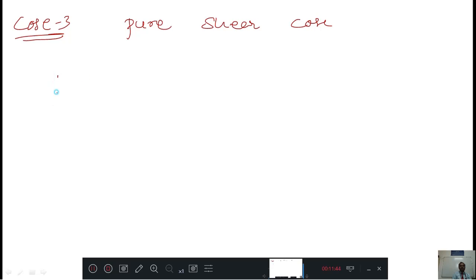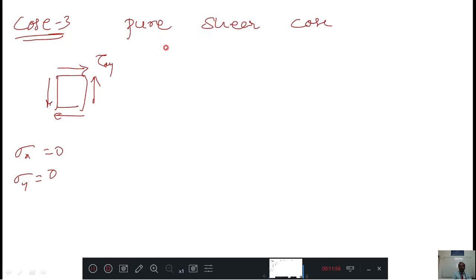Now coming to case 3. I will call it the pure shear case. Pure shear case means if a point is like this, no sigma x, no sigma y, only you will have a shear stress tau xy. Therefore, sigma x and sigma y both are 0.